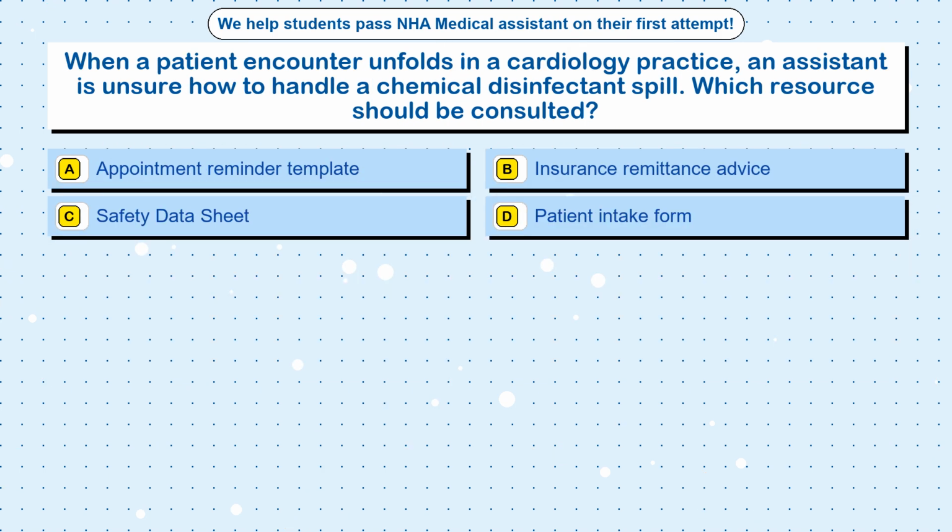Question 59. When a patient encounter unfolds in a cardiology practice, an assistant is unsure how to handle a chemical disinfectant spill. Which resource should be consulted? Option A, appointment reminder template. Option B, insurance remittance advice. Option C, safety data sheet. Option D, patient intake form.